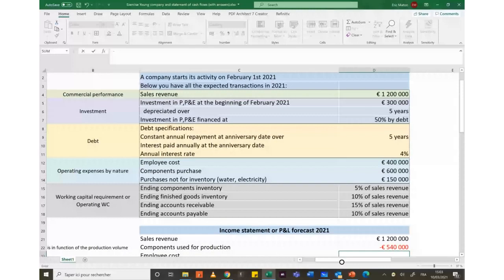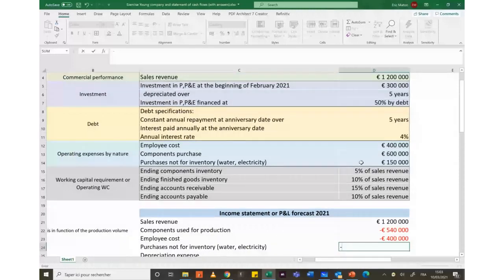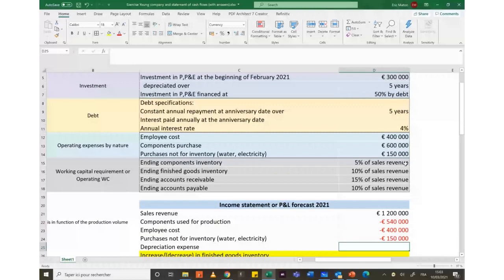The employee cost is here. We have the purchases not for inventory here. We have the D&A expense. The D&A expense is the investments divided by 5 years, so now we have the annual depreciation expense. But don't forget, we start to depreciate when we use the property, plant, equipment. We start to use it at the beginning of February, so multiply by 11 divided by 12. We don't use it in January, so we use it only during 11 months. So 15,000.